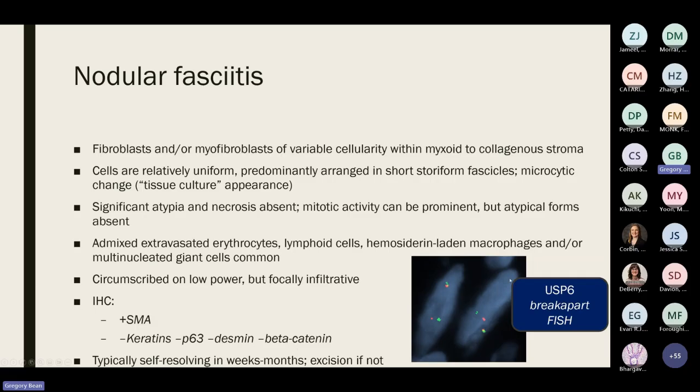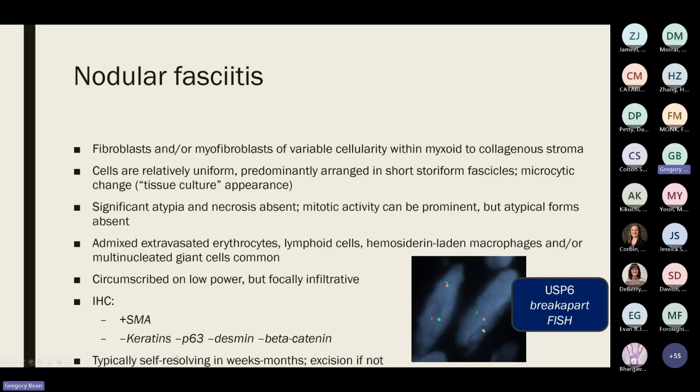And you can do USP6 FISH, or you could do fusion testing to identify a rearrangement of USP6 that is seen in a majority, but not all, of nodular fasciitis cases. This might be important to do, which I'll talk about toward the end.